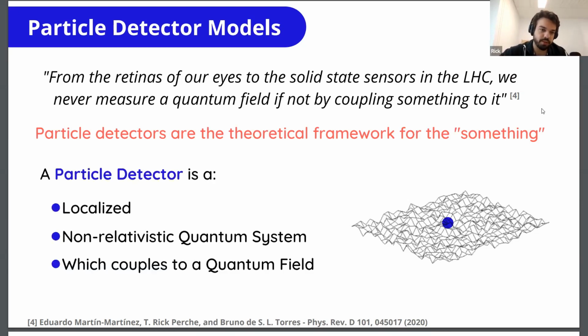So broadly speaking, these particle detectors are localized, non-relativistic quantum systems which couple to a quantum field. We want them to be localized so that we have access to local information about the field. It's important that they are non-relativistic quantum systems so that we can apply our tools from quantum information theory and perform measurements without worrying about causality for the quantum field itself. And of course, we want them to couple to the quantum field because we're interested in extracting information from it.